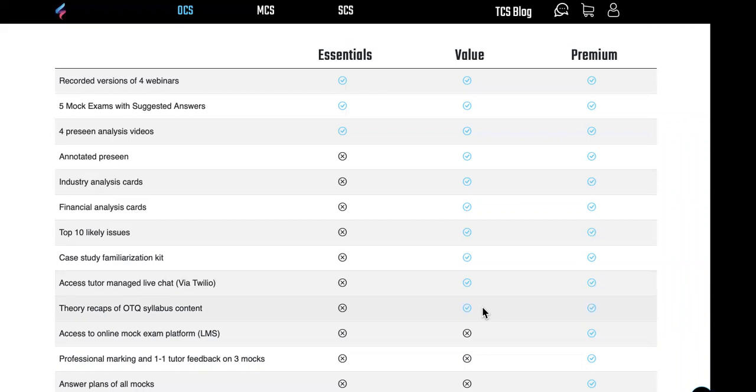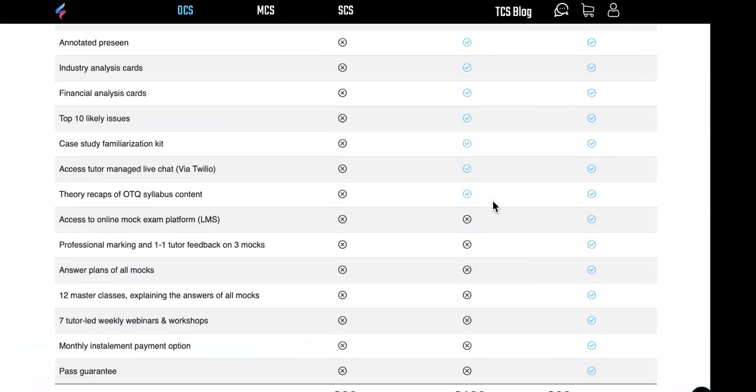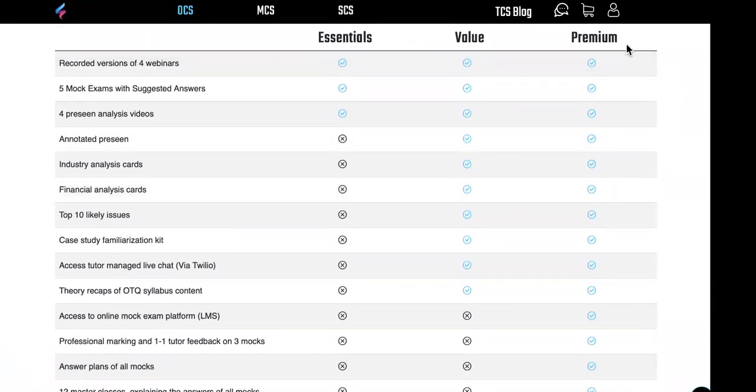If you are a student who is coming through the CIMA general route, and you had struggled with your OTQ exams, if you had failed any of your OTQ exams, especially F1 or P1, then you need some type of support. If that is the case, go for the value package, and the value pack is priced at £199.